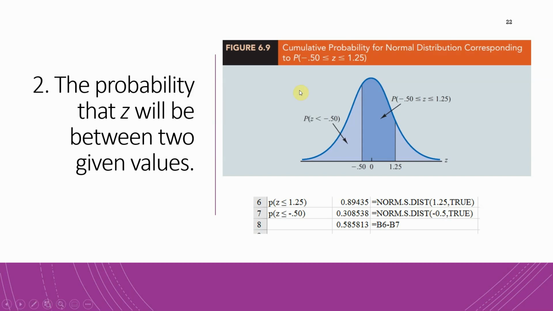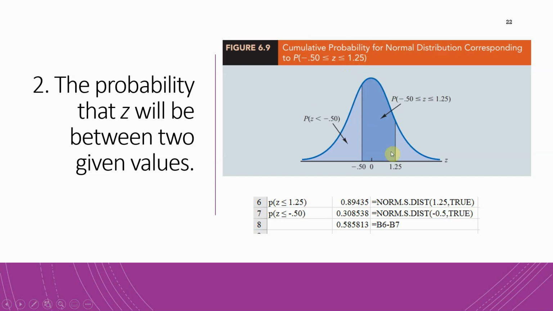Okay, so now let's calculate the probability that z will be between two values. So again, this is for a normal probability distribution, and specifically a standard normal distribution. This means the mean is equal to 0 and the standard deviation is equal to 1. So let's say we want to calculate the probability that the value is between negative 0.5 and positive 1.25.